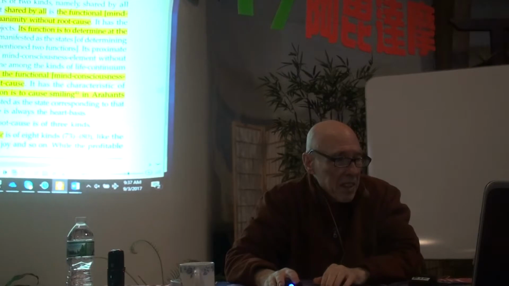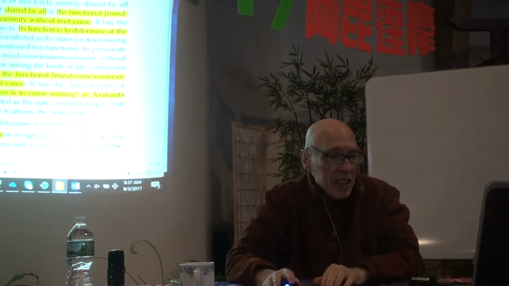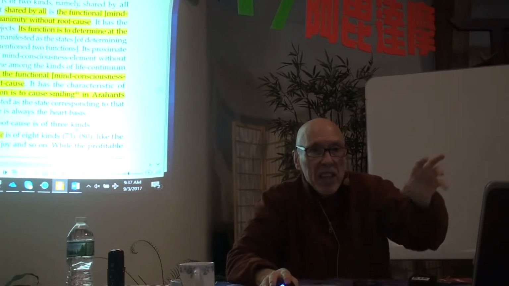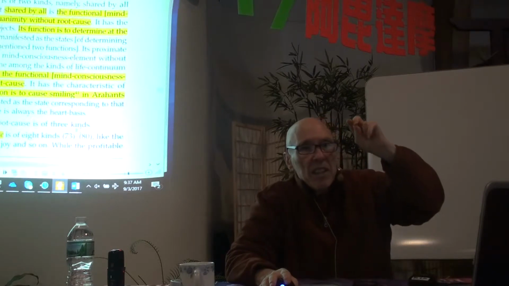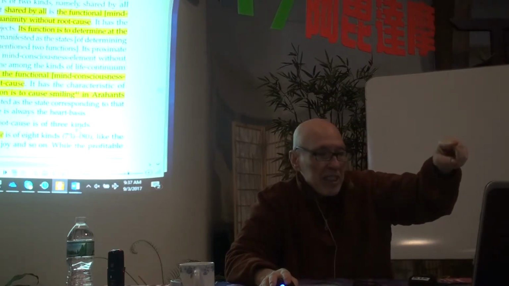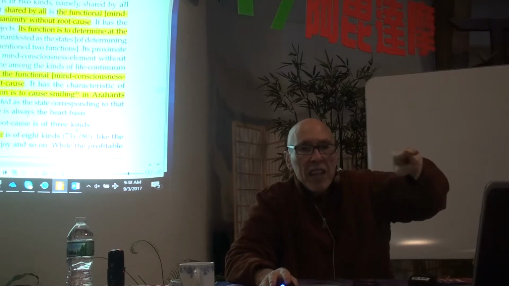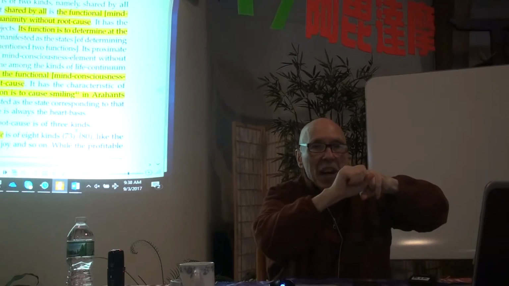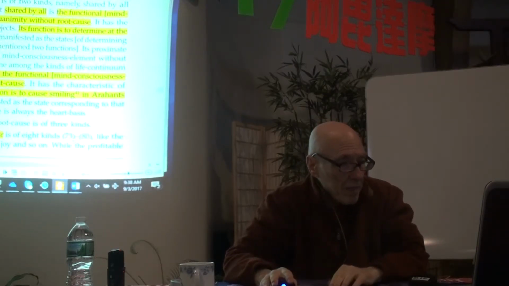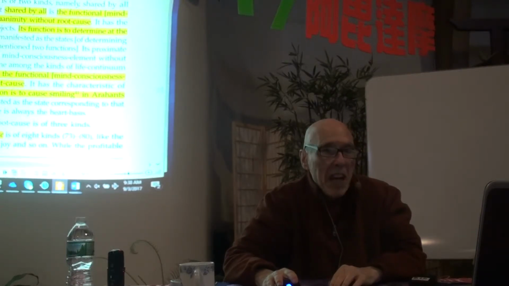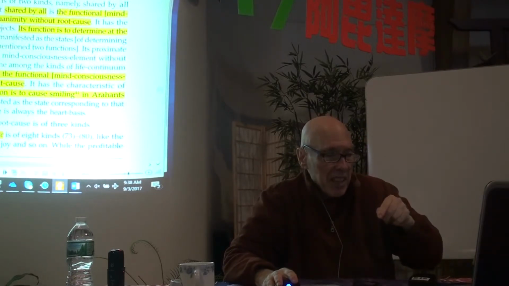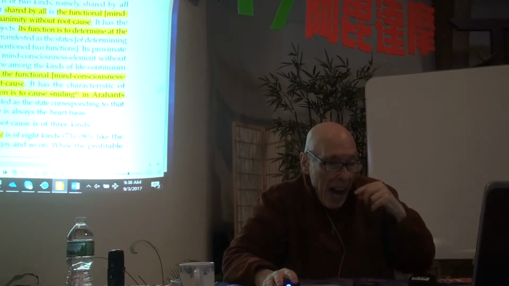Okay, so those are the sense sphere functional types of consciousness without roots, and those are the three kinds: the five-door adverting consciousness, the determining consciousness, which is also the mind door adverting consciousness, and the arahat's smiling consciousness. Now we come to the sense sphere functional types of consciousness which have roots.